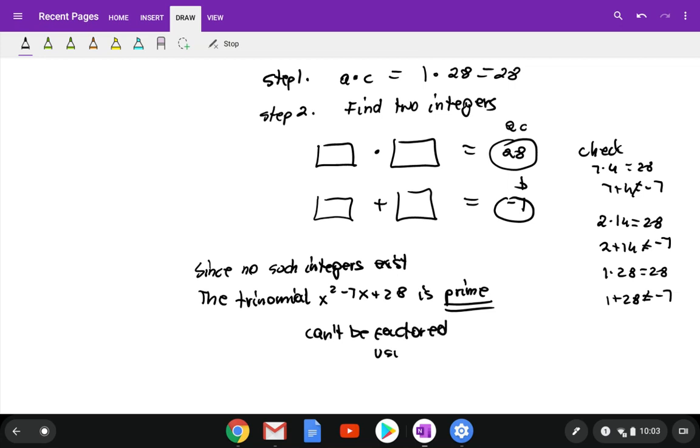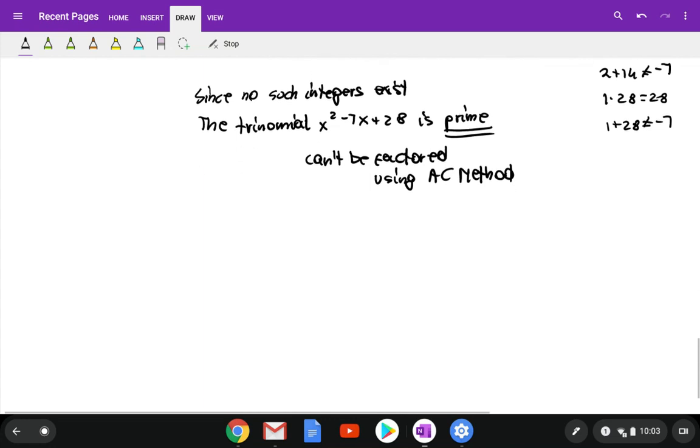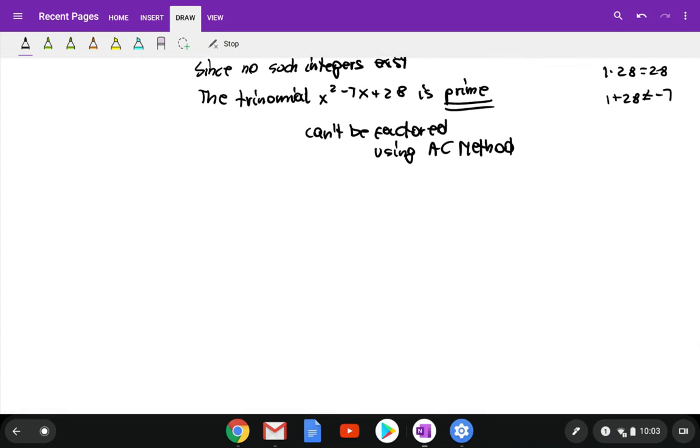It can't be factored using the AC method, because I'm teaching you a method. We may be able to solve it later. What we're going to do with those trinomials is make them equal 0 and solve, but at this moment it's prime. We cannot factor it using the method I just introduced to you.